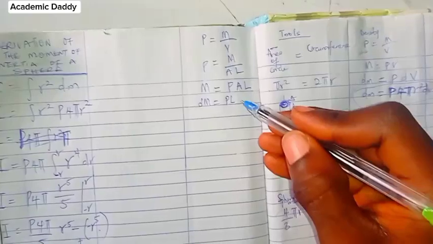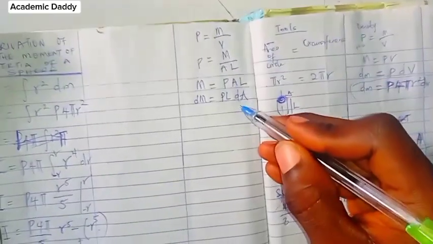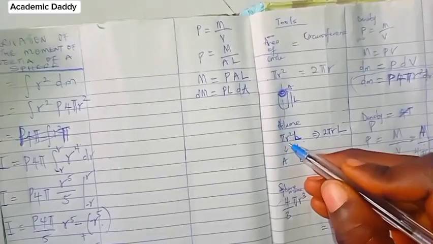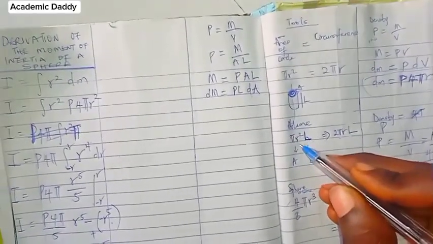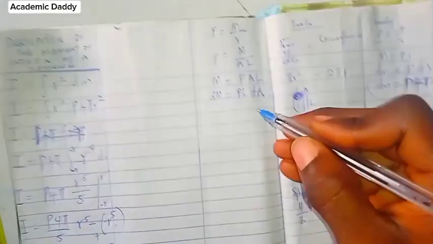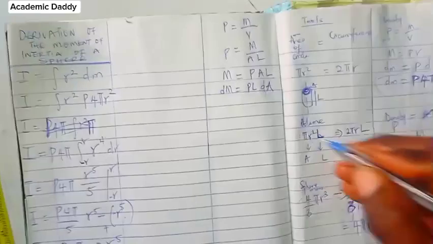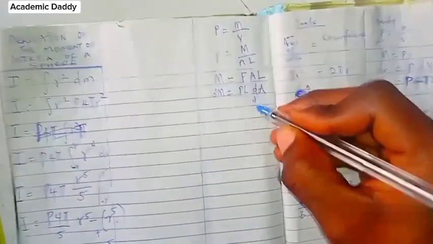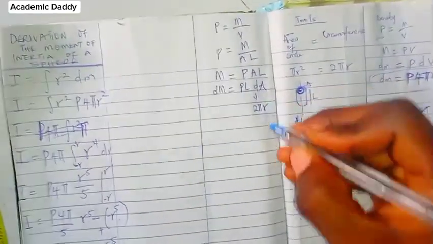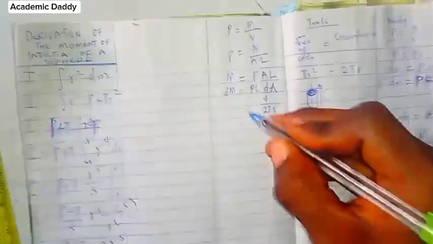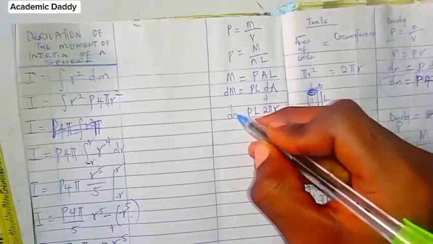Then the area here: when A changes, first of all A is pi r squared. From what we analyzed here, A is pi r squared. Then when you change this A, when you derive pi r squared, you now see that it will be 2 pi r. That is the derivation: carrying the 2 to multiply, then minusing 1. So you have 2 pi r as the changing A. Then put my PL. So this is my dm.